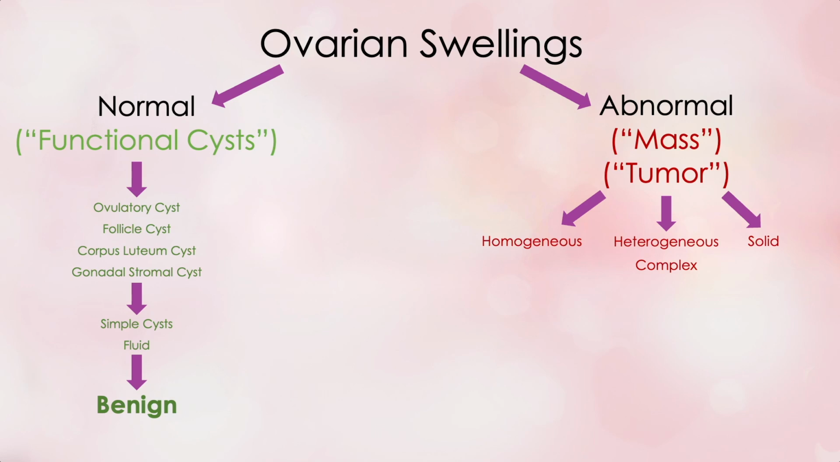So now you see that in contrast to normal, functional, simple cysts, abnormal masses and tumors are either homogeneous or heterogeneous or solid. But notice that I have not designated all these abnormal ovarian swellings as malignant on our flow sheet. So where does the difference between benign and malignant fit in? Well, that is the tricky part.